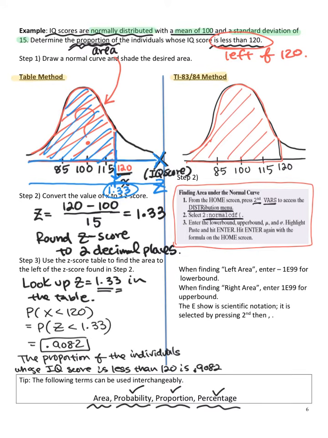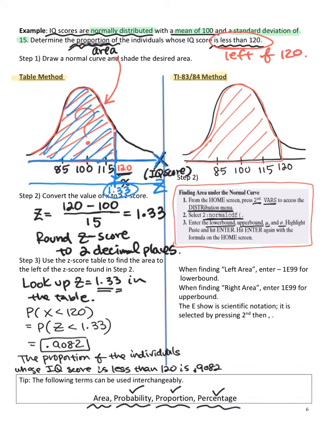After that, you're going to enter 4 things: the lower bound, the upper bound, the value of mu, and the value of sigma. I will show you how to do this in just a second. Type these 4 numbers into the calculator, highlight paste, and hit enter, and hit enter again, and you get the answer.